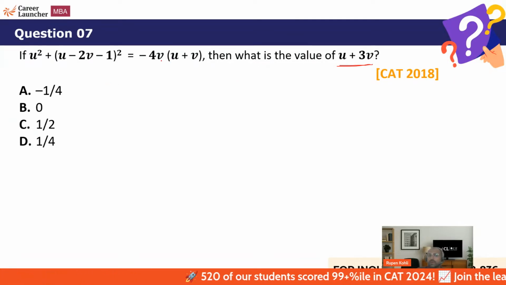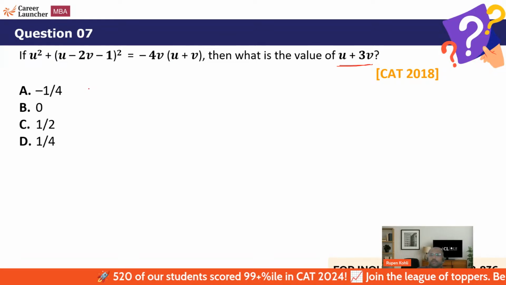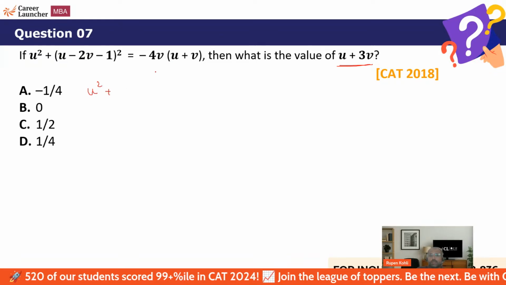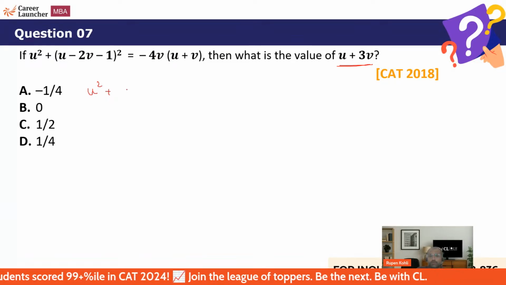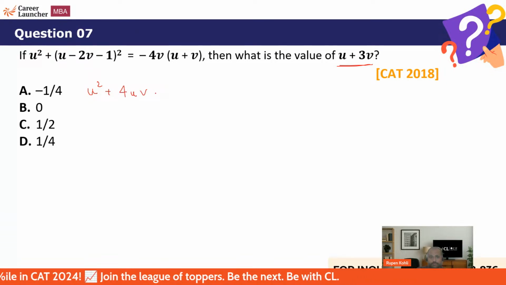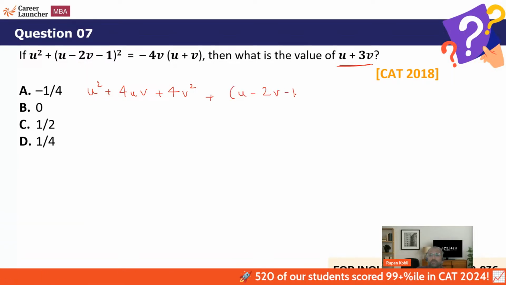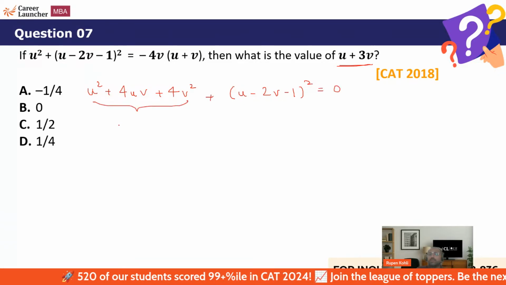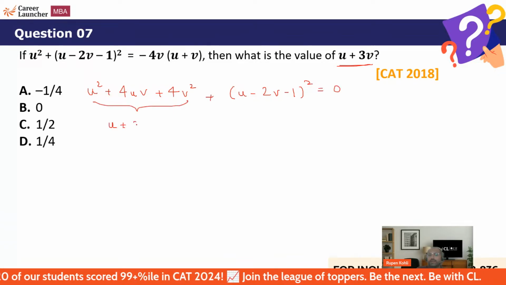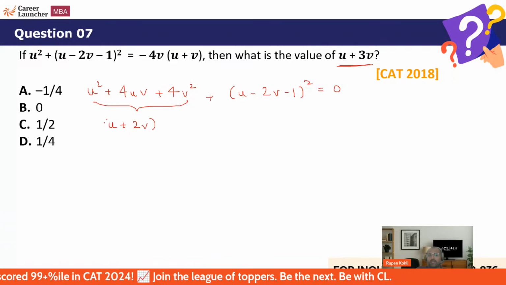Once you take the terms on the right hand side to the LHS, you will see that u square plus this comes over here, so this is 4uv plus 4v square. Now, you see already this term is written in the perfect square form. So half the job is already done for us. u minus 2v minus 1 whole square equals 0. We just have to now realize that this is nothing but u plus 2v whole square.